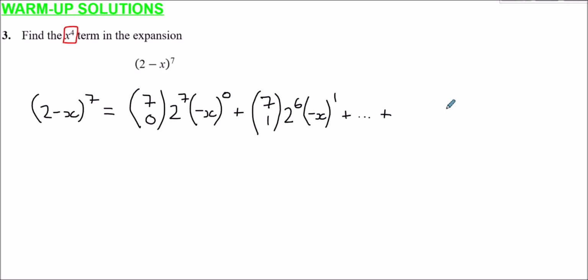And so this is going to be, as you can see here, where the power of minus x is going to be to the power 4. These two powers will always add up to the number of this one here. So 6 plus 1 is 7, 7 plus 0 is 7. So if we need minus x to the power 4, that means our 2 is going to be to the power 3.